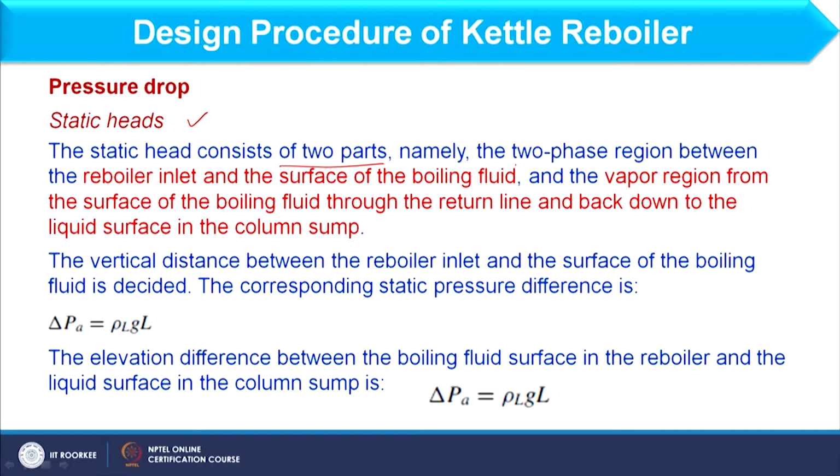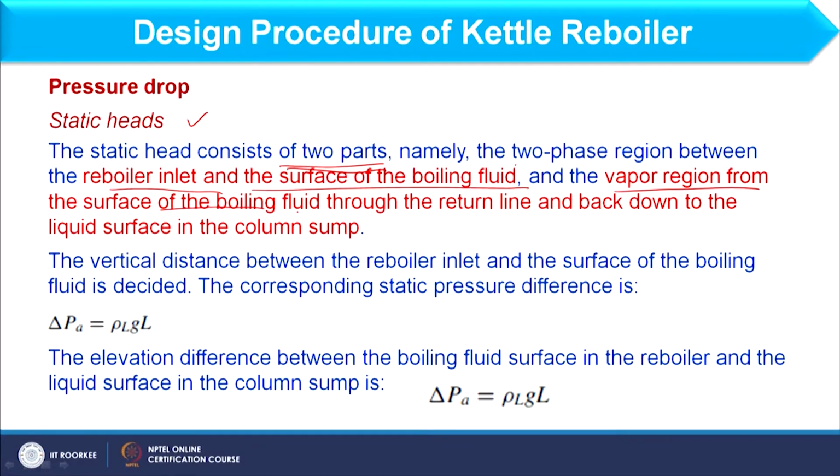First of all, we will focus on static head. The static head consists of two parts. One is between the reboiler inlet and the surface of the boiling fluid, that is, from the inlet pipe to the liquid available in the reboiler, because liquid will stay there and put some static head. The other is the vapor region, from the surface of the boiling fluid through the return pipe and back down to the liquid surface in the column sump.